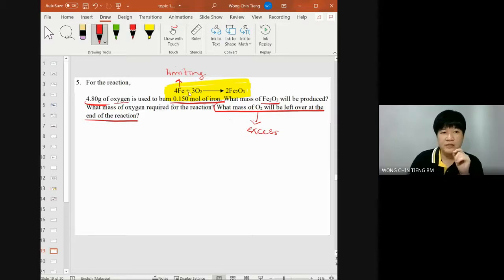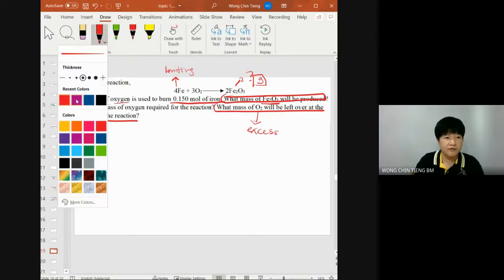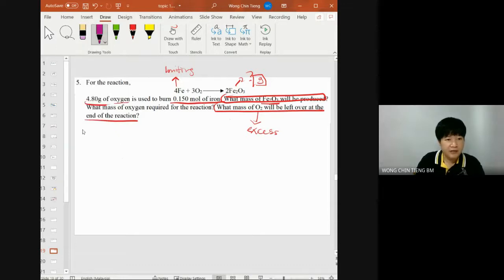Kenapa saya kata guna dia terus untuk cari produk? The first question asking over here adalah, what is the mass of Fe2O3 will be produced? Ni soalan pertama. In gram, sebab dia minta mass. So product mesti ditentukan oleh limiting, and we agree on Fe is limiting from what Noah said just now. O2 is excess. So we start straight away from that. Fe is limiting.